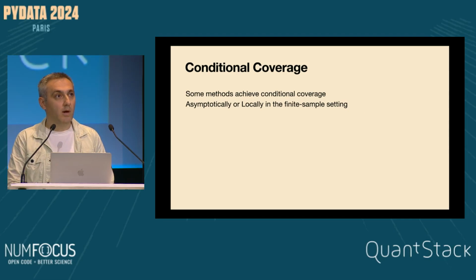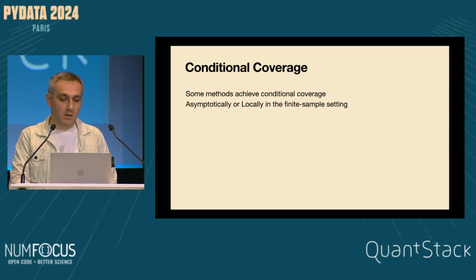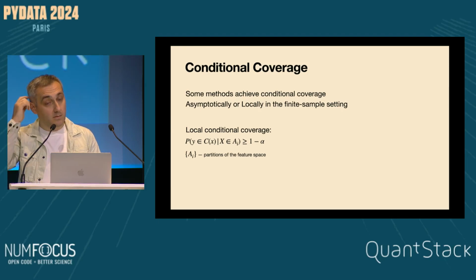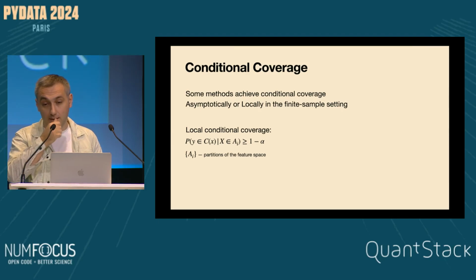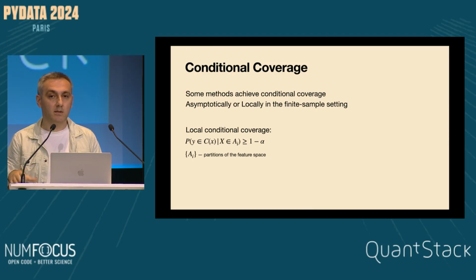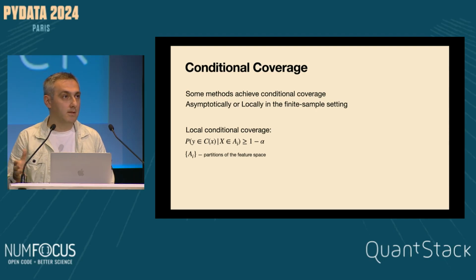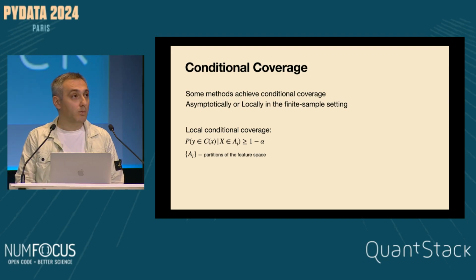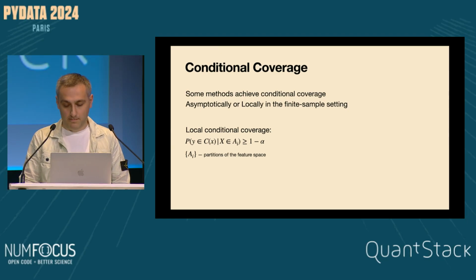So what does it mean to have local conditional coverage? I said that it is infeasible to have point-wise conditional coverage in a finite sample setting. Therefore, let's partition our feature space into a bunch of subsets. The capital A represents a partition of the feature space. And let's aim to achieve conditional coverage on the level of the partition instead of on a point level. That's what we call local conditional coverage.